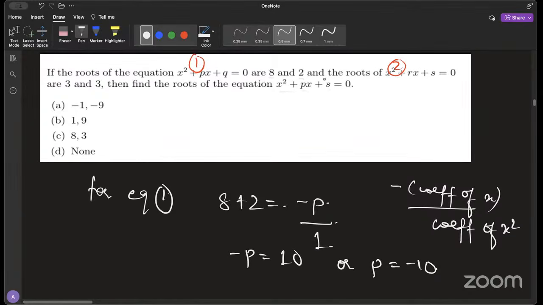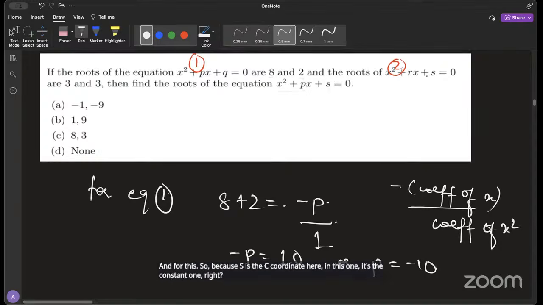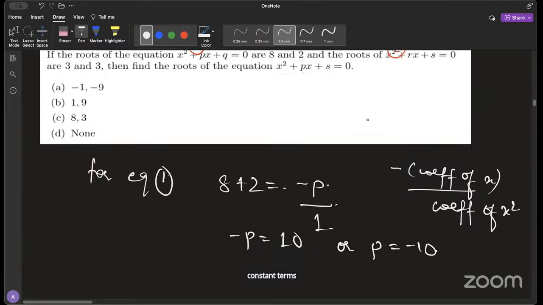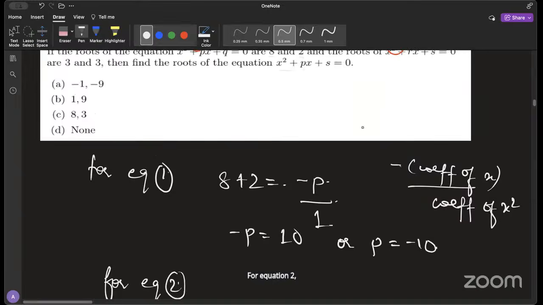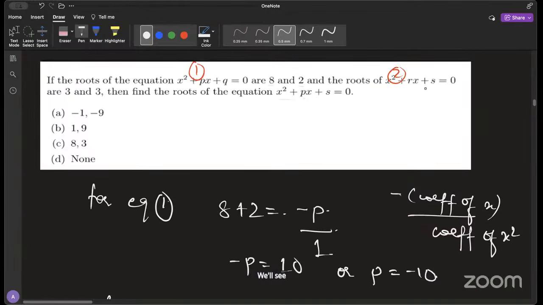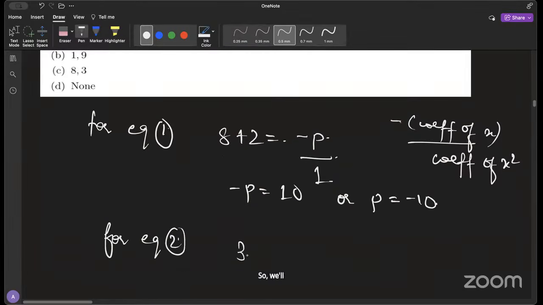And for s, because s is the c coordinate here. In this one, it's the constant one, right? By c coordinate, I meant this constant term. So because s is constant here, for equation 2, we'll see the product of roots. The two roots are given to be 3 and 3. So we'll take the product of these two.